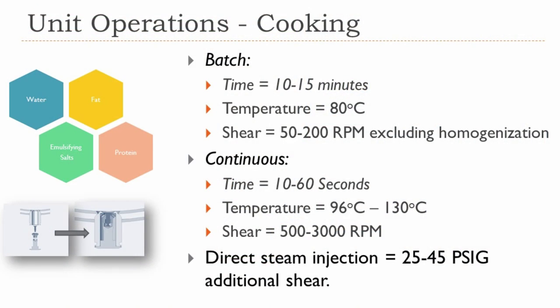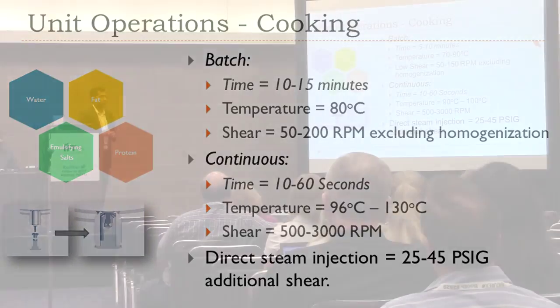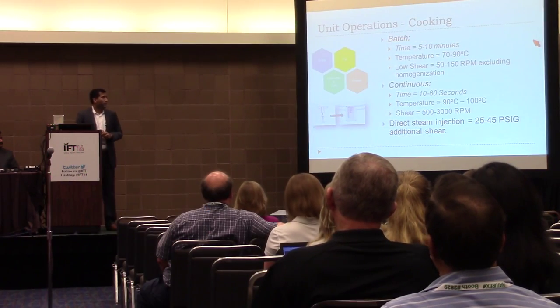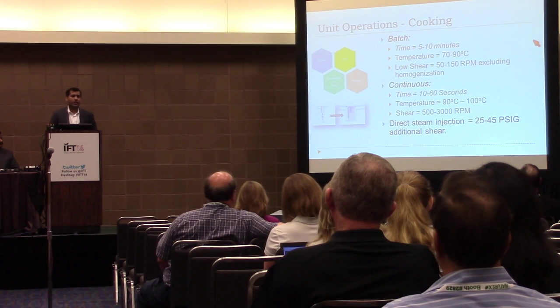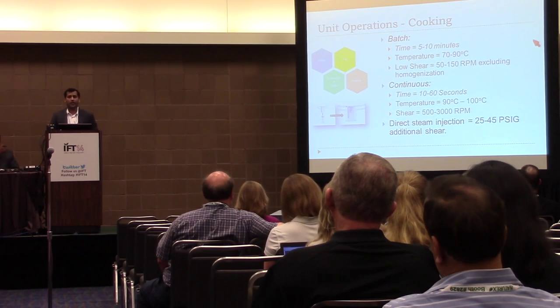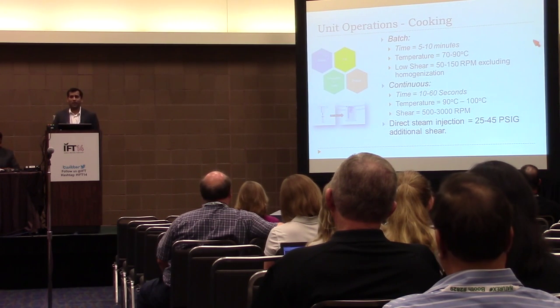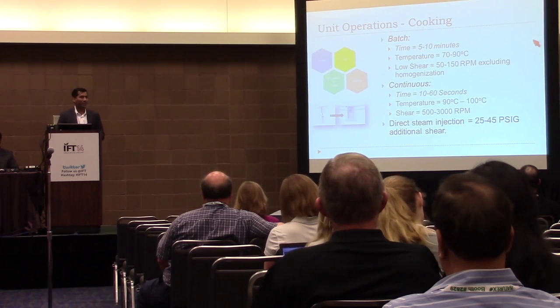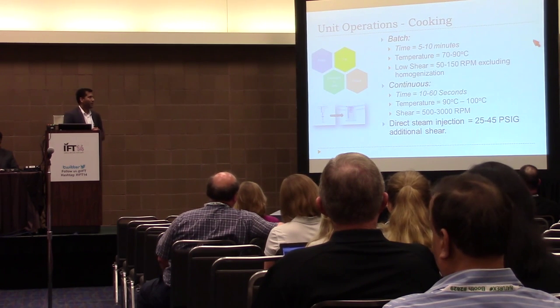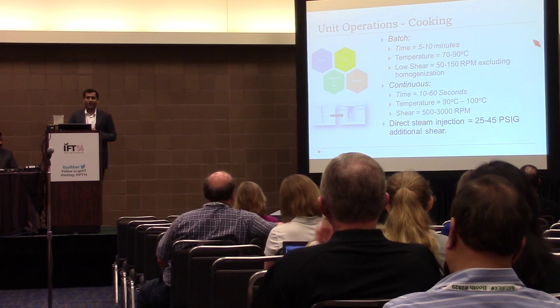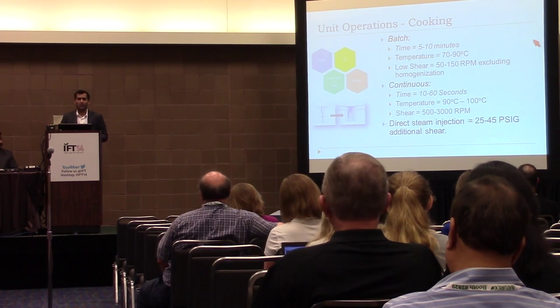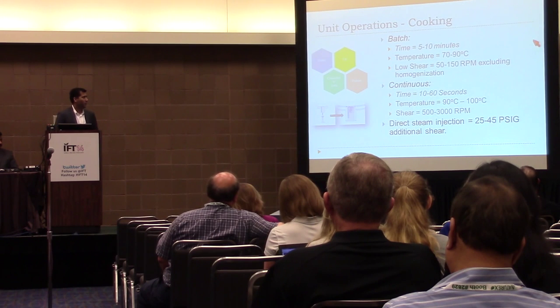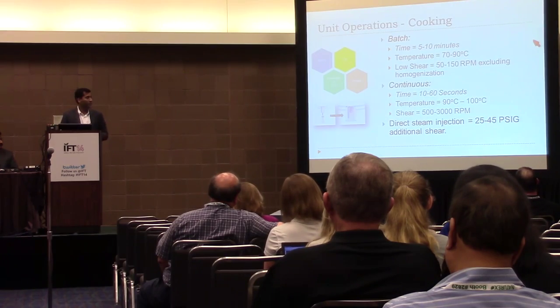Unit operations. Cooking is one of the most important unit operations. Batch, continuous, low shear, high shear is also applied during cooking. Typically, in batch operations, the temperatures vary from 70 to 90 degrees Celsius, and time varies from 5 to 10 minutes. And there are some outliers for other products which may exist. Low shear: 50 to 150 RPM is a typical RPM range, which is found on batch cookers, twin auger design. There are high shear cookers too, and they may go as high as 1500 to 3000 RPM.